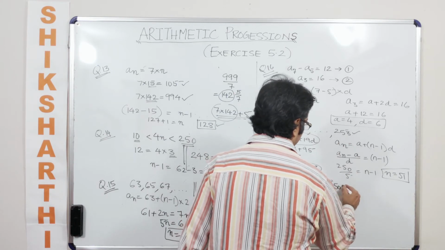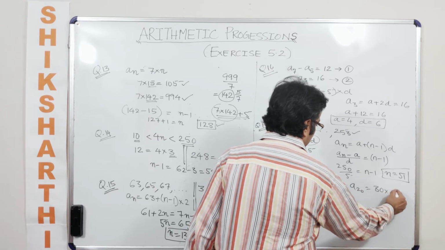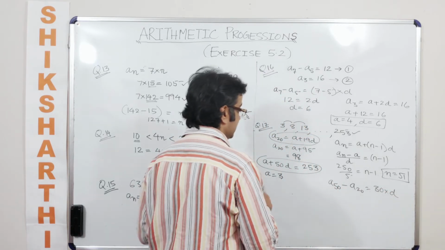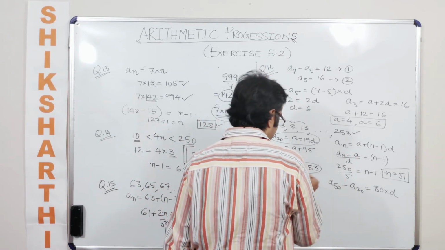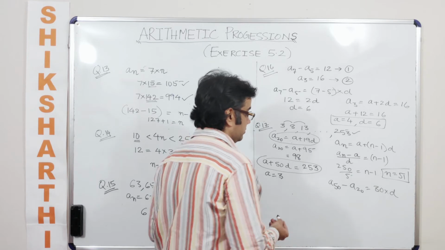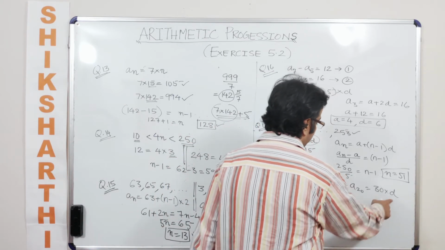So the 50th term minus the 20th term should be equal to 30 times d, because the question says to use the last term, not any other term. If you do it in any other way than we have done, it will be marked as incorrect because it is a subjective question. So simply use ak minus ar is equal to (k minus r) into d.